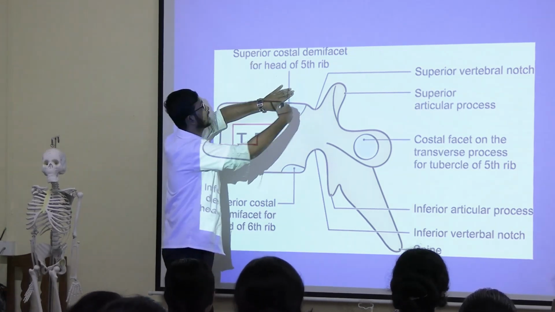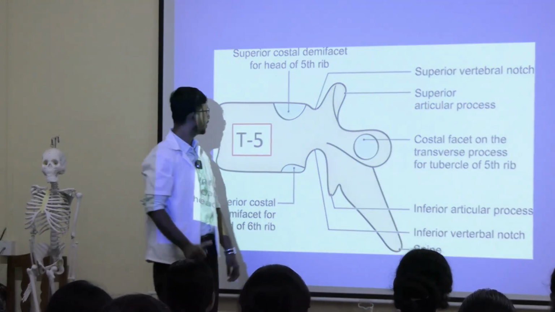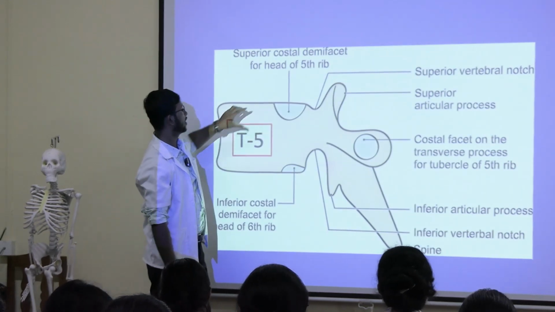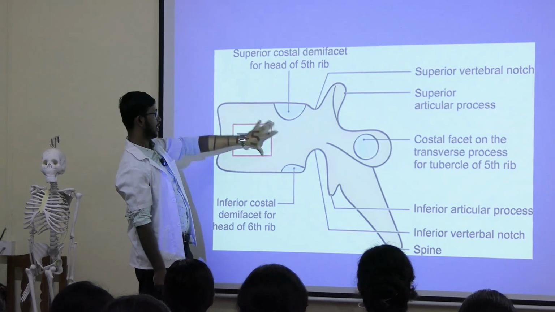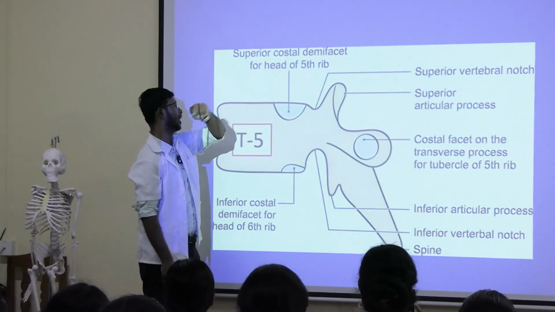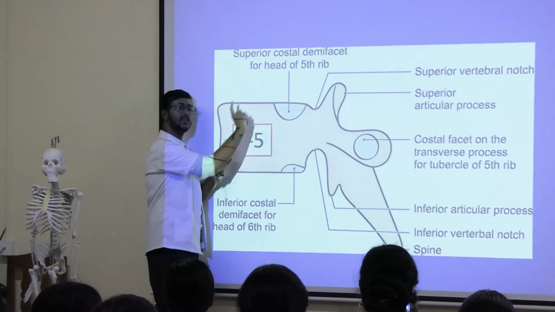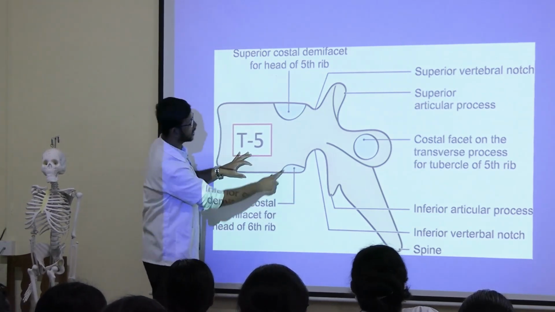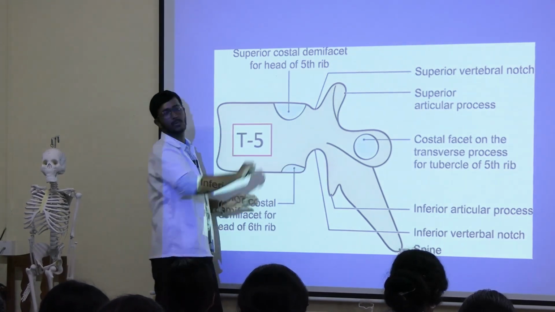In this facet, the head of the rib will be coming and articulating. This is known as a demifacet. On the superior costal demifacet of the thoracic vertebra, the corresponding rib will come and join. So in T5, on the superior side, T5 only will come. But the inferior demifacet will form a complete facet with the T6 vertebra, so the T6 rib will come and join here.